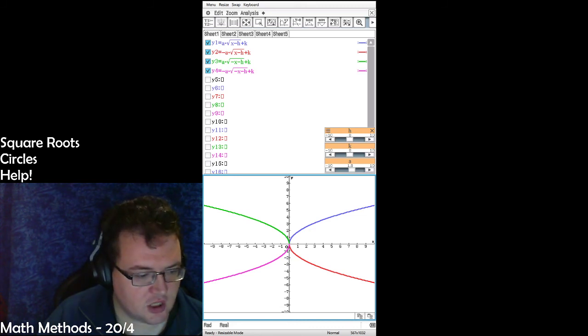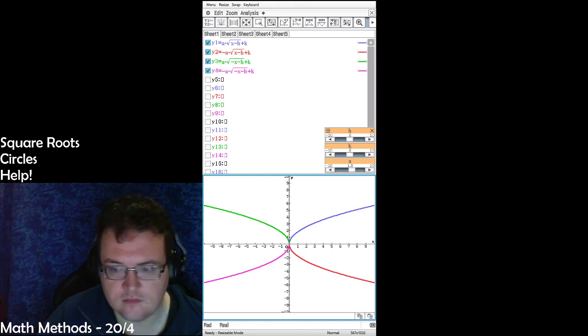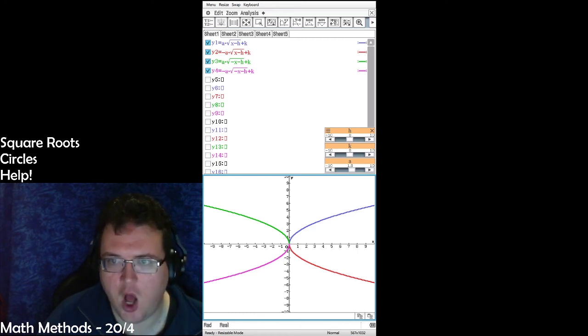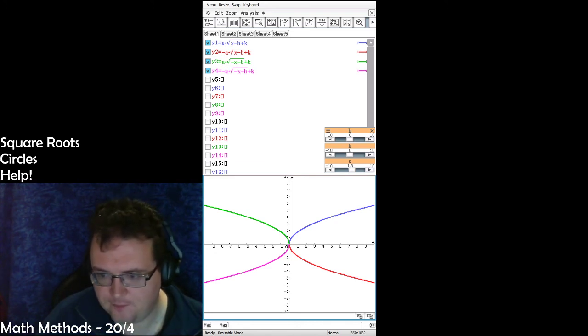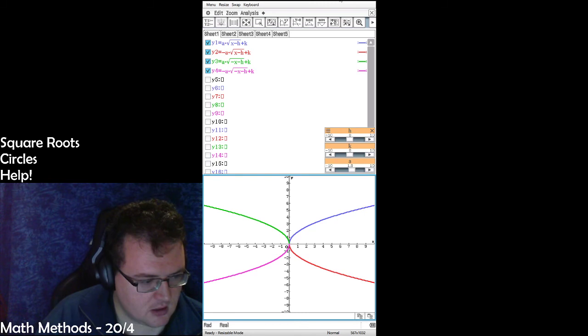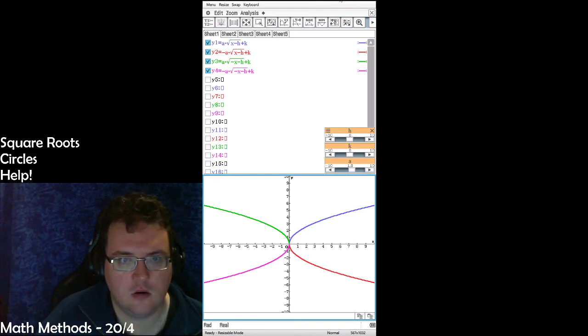Alright, so the questions you're going to be required to do for this class are 4C, so you'll need to draw the graphs and then decide what values of x and y these graphs exist for. Alright, so I'm going to minimize this and then turn that off.